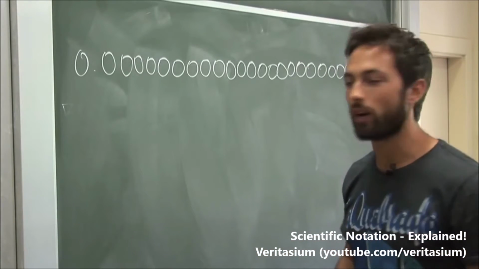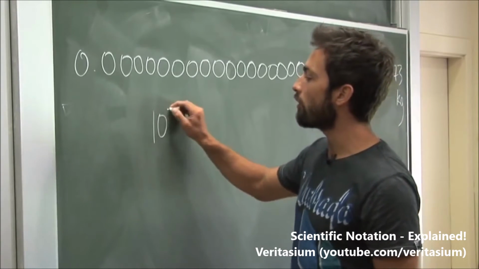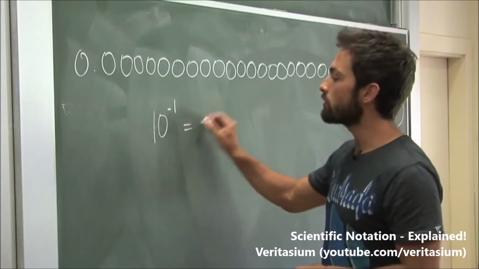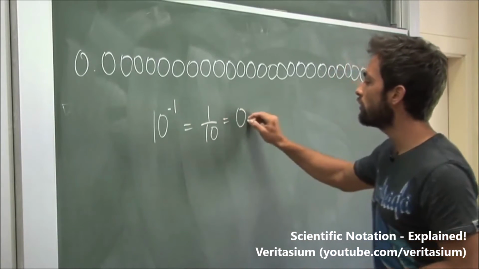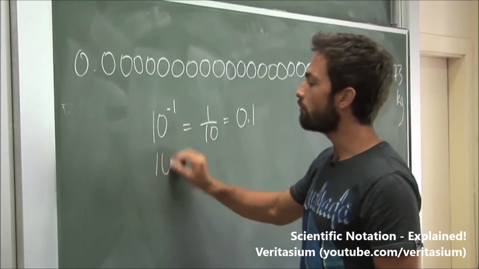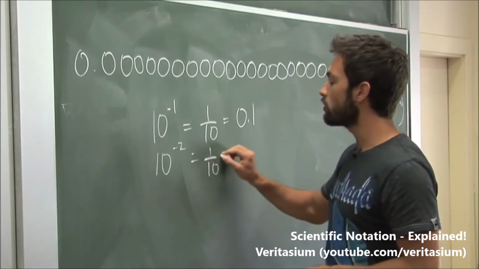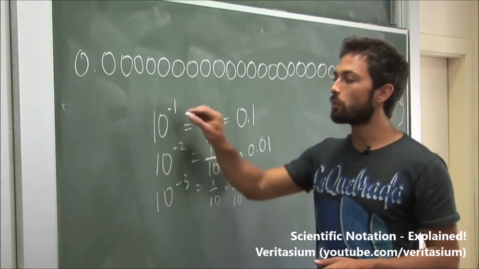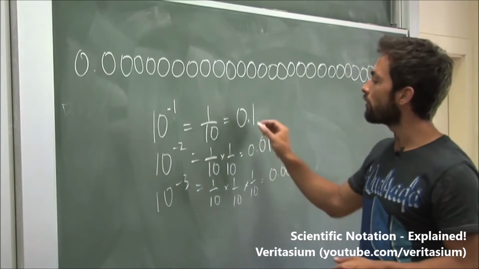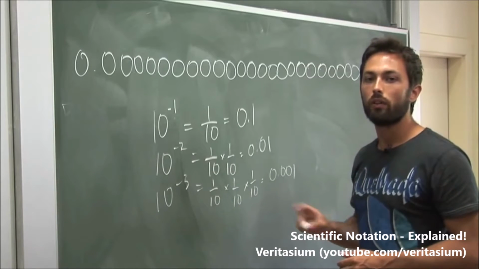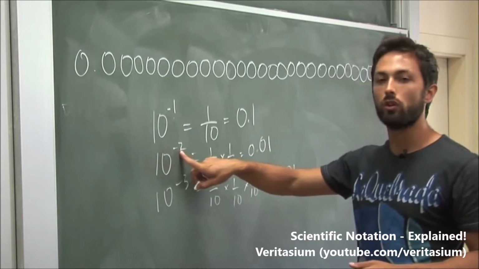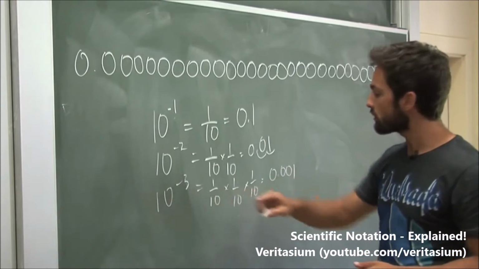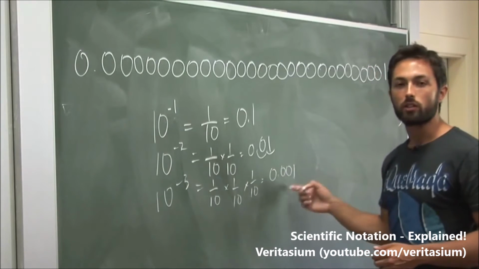Well, again, it's using a similar trick. If we raise 10 to the power of minus 1, it means divide by 10, not multiply by 10. So this means divide by 10, which gives you 0.1. 10 to the power of minus 2 means divide by 10 twice, which gives us 0.01, a hundredth. The exponent here tells you the number of places to the right of the decimal that the 1 is. So in this case, 10 to the minus 2, the 1 is 2 places to the right of the decimal. Here, 10 to the minus 3, the 1 is 3 places to the right of the decimal.